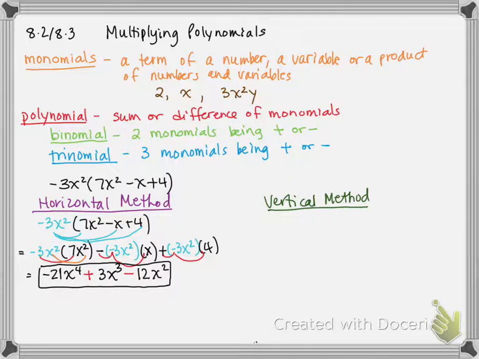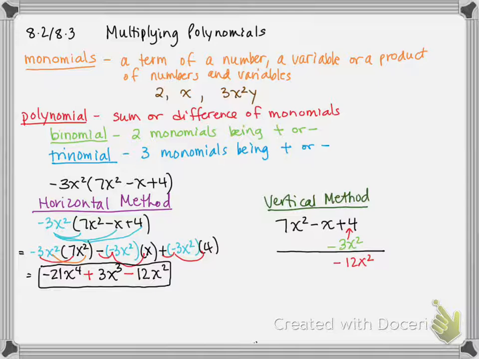Vertical method is you take the longer polynomial and put it on top, and the shorter monomial or polynomial on the bottom. So same idea that we would do with whole numbers, right? And we're going to do the multiplication, but we're just going to do it from the end, just like we would do with normal multiplication. And we go from the end and we'd go upwards. So first things first, I'm going to multiply negative 3x squared times positive 4. So that's going to give me negative 12x squared.